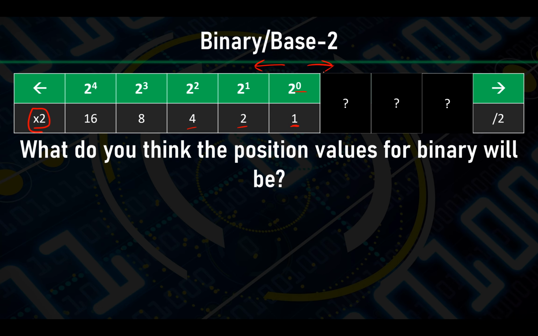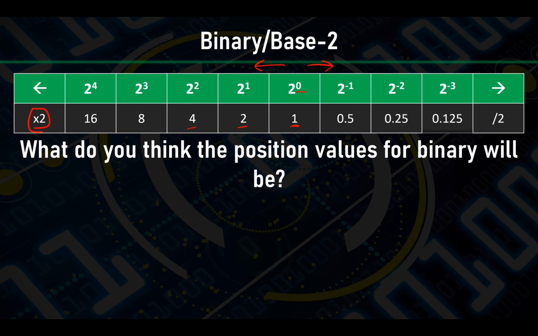Then if we go right, it's just going to halve. So the powers are going to go down by 1, and the actual values that we represent are just going to halve, or divide by 2.